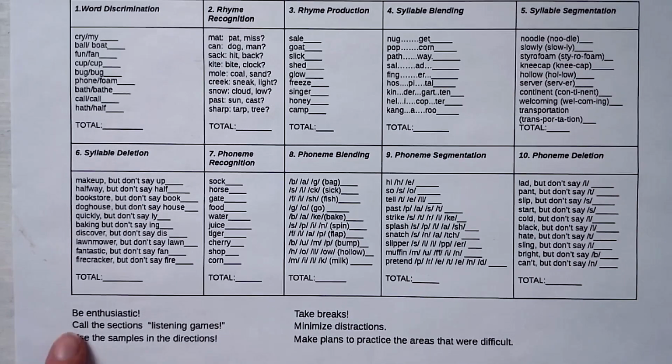Okay, so the first one is be enthusiastic. You can call these games if you want. Listening games if you want. Use the samples that I give you in the directions so the child understands what they're supposed to do each time. Take breaks. Minimize distractions. You don't want to do this with younger siblings or even older siblings around. And make plans to practice the areas that were difficult.